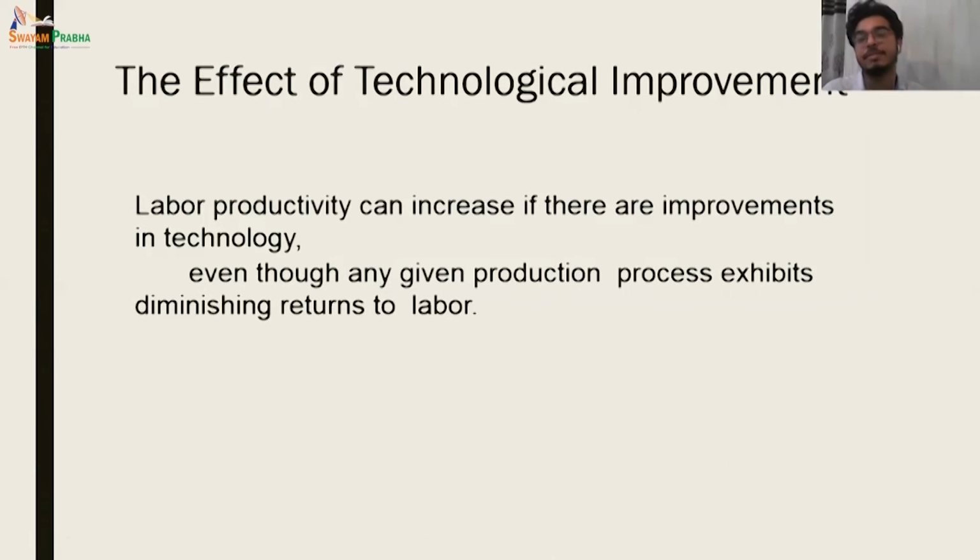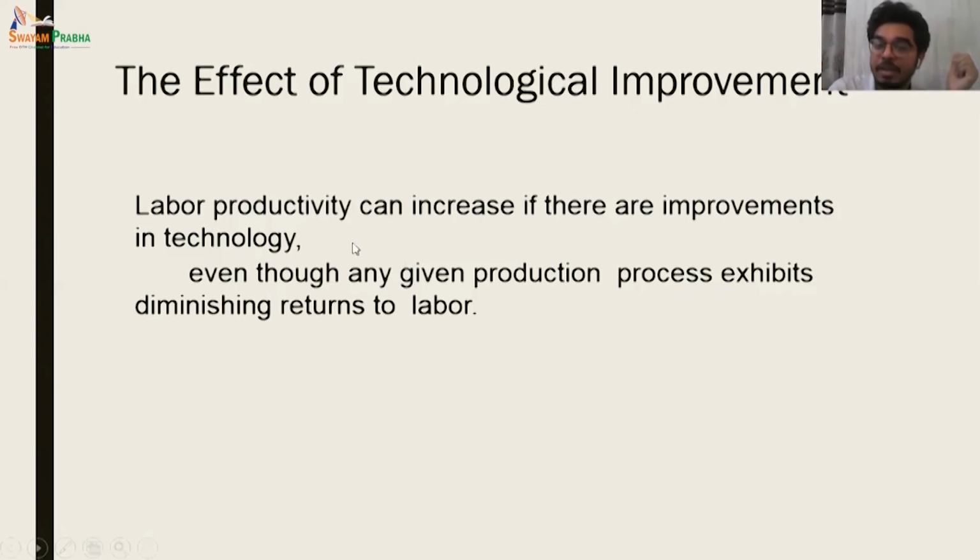But what happens if the technology improves? Once the technology improves, we observe that labor productivity can increase, because with a given machine I can produce 5 pens. If the machine is advanced, I can probably produce 8 pens, right? So labor productivity can increase if there are improvements in technology. But how does it increase? It shows a pivotal shift.